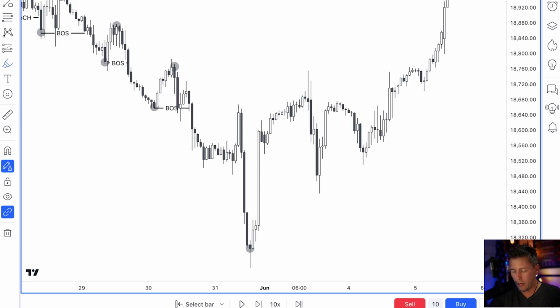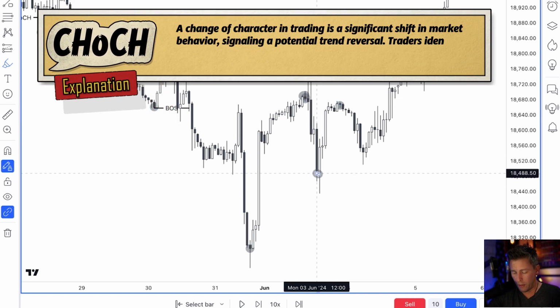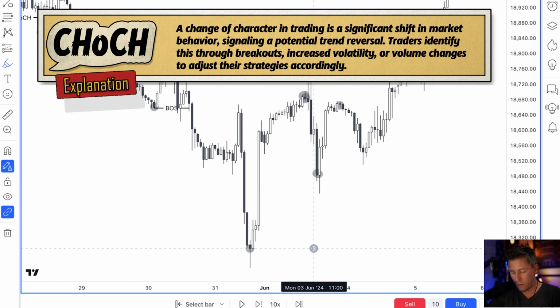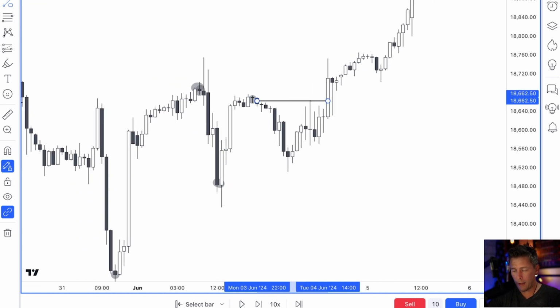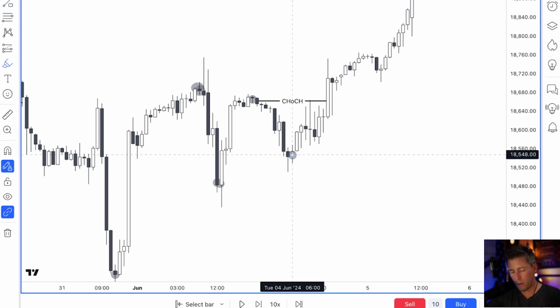Just following this up nice and clean. Okay. So now market pulls up again. And what do we have? A change of character. Okay. So now we have a change of character. Let me mark that. And where does this change of character happen? It happens right here. Okay. So there's that change of character that happens right here. Okay. And I won't forget to mark that low.